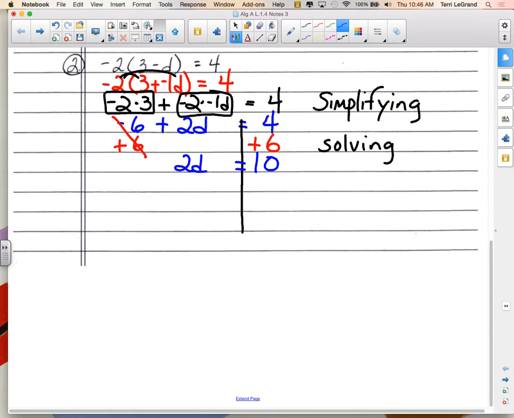And what's our next step, class? Divide by 2. Dividing both sides by 2. So 2d gets divided by 2, and our 10 gets divided by 2. And what does d equal, Seth? What happens to be on your paper? 5. Do we agree with him? Yeah. Okay, 10 divided by 2 is 5.